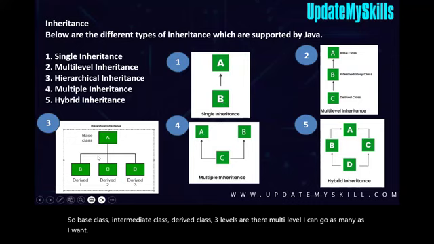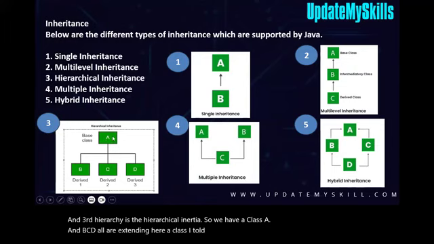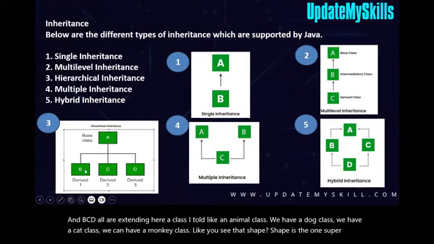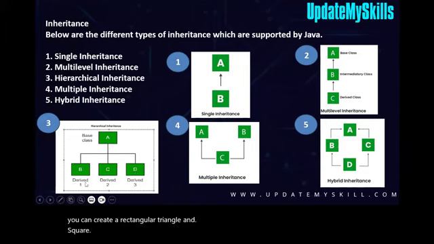And the third type is hierarchical inheritance. So we have a class A, and B, C, D all extend that class. Like an animal class: we have a dog class, a cat class, a monkey class. Or you see that shape is the one superclass, and you can create a rectangle, triangle, and a square. Hierarchical inheritance we can create.